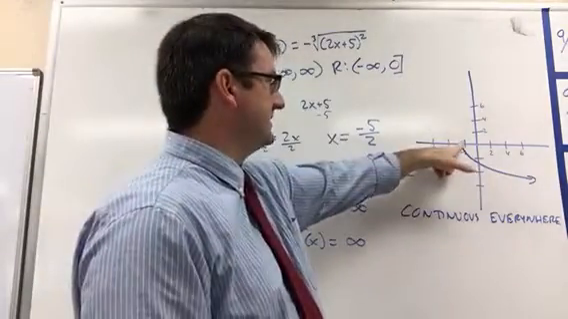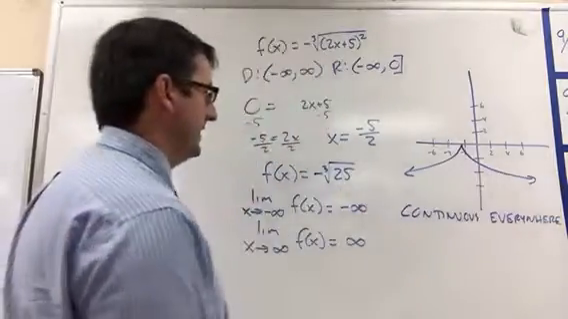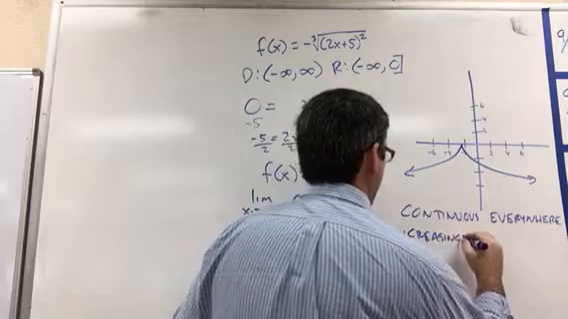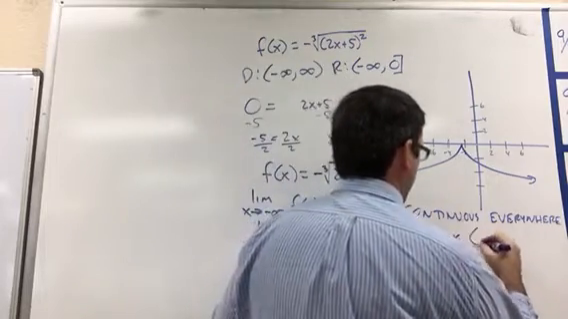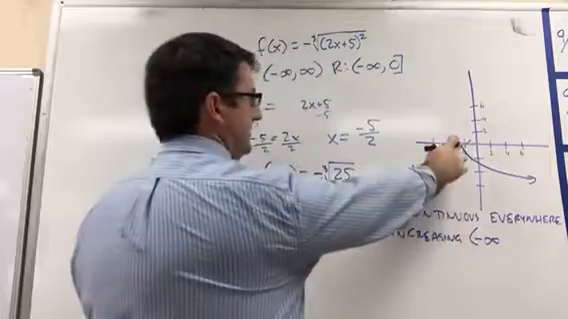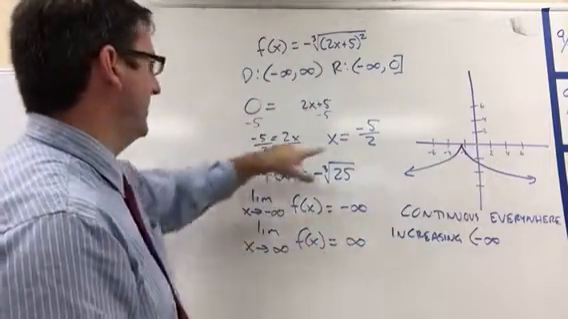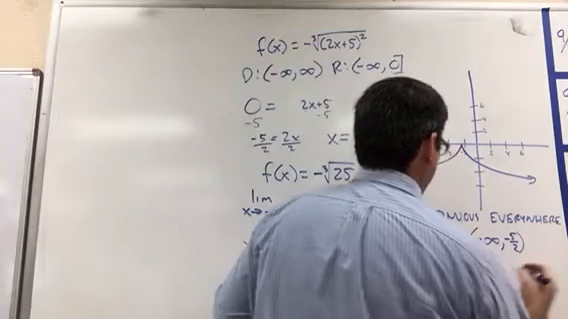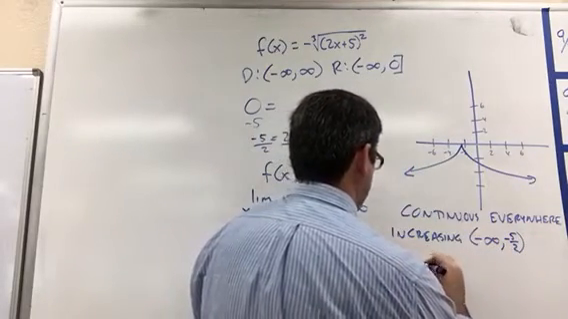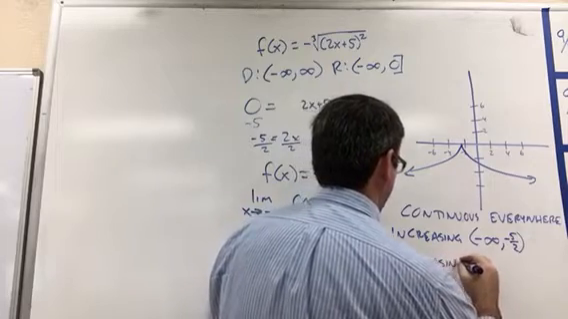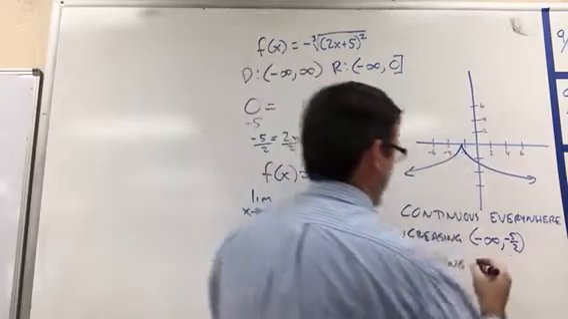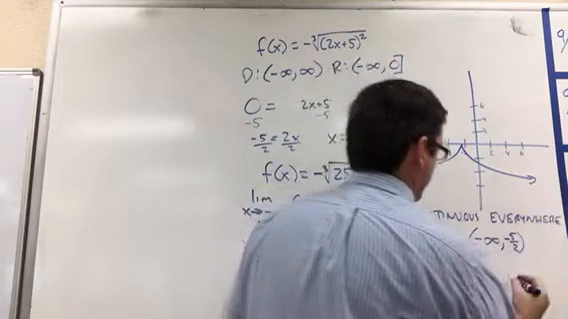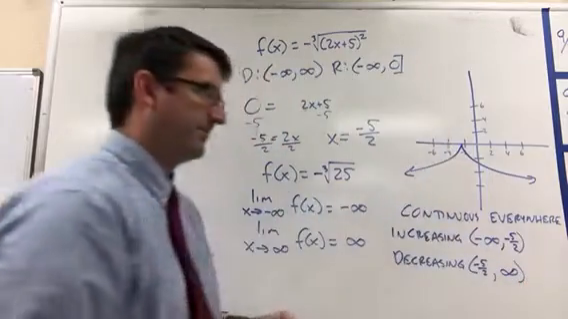And then we want to know where it is increasing and where it is decreasing. Well, it increases up to this point, and it decreases after this point. So it's increasing on the interval from negative infinity to that point, which we said was negative 5/2. And it's decreasing from that point, negative 5/2, on to positive infinity.